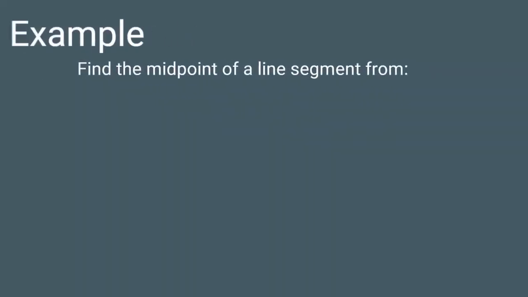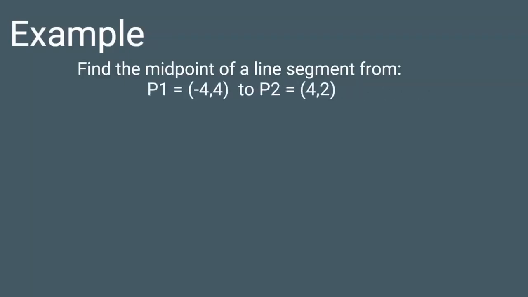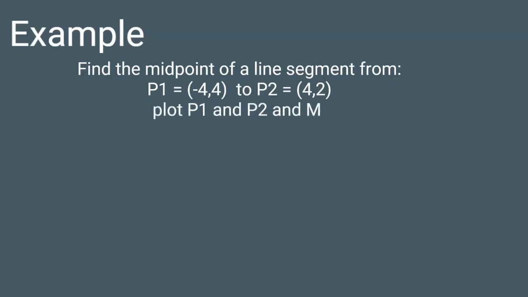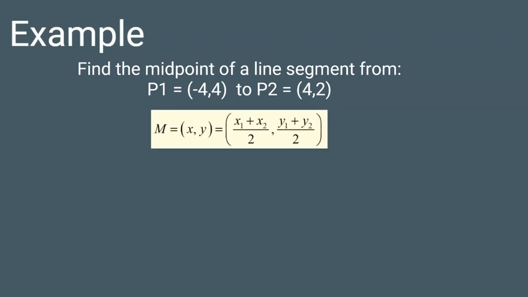Let's do one last example for this lecture today. Let's find the midpoint of a line segment from P1 equals (-4, 4) to P2 equals (4, 2). Plot P1, P2, and M. First, we're going to start out with our good old midpoint formula. We're going to apply the midpoint formula using x1 equals -4, y1 equals 4, x2 equals 4, and y2 equals 2. Then the coordinates (x, y) of the midpoint are, just plug and chug into our equation.